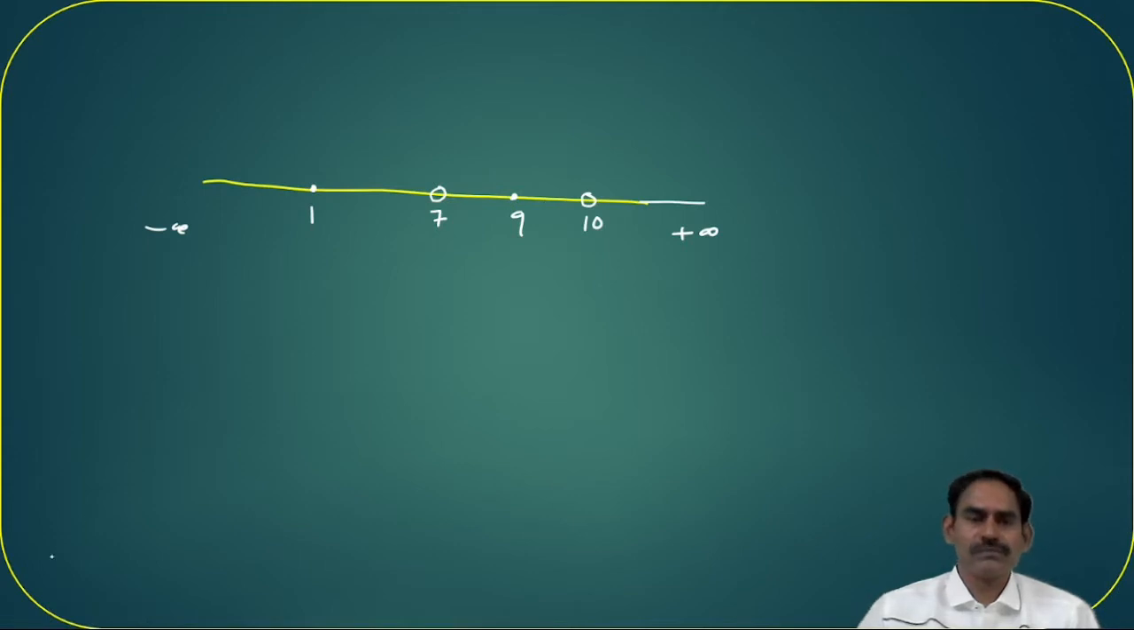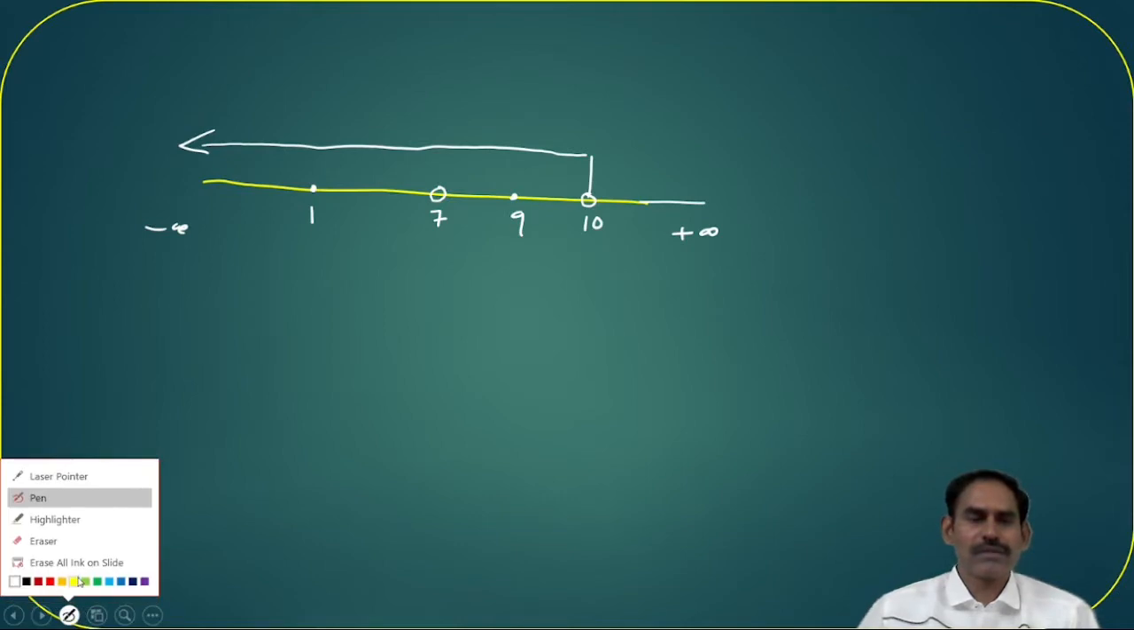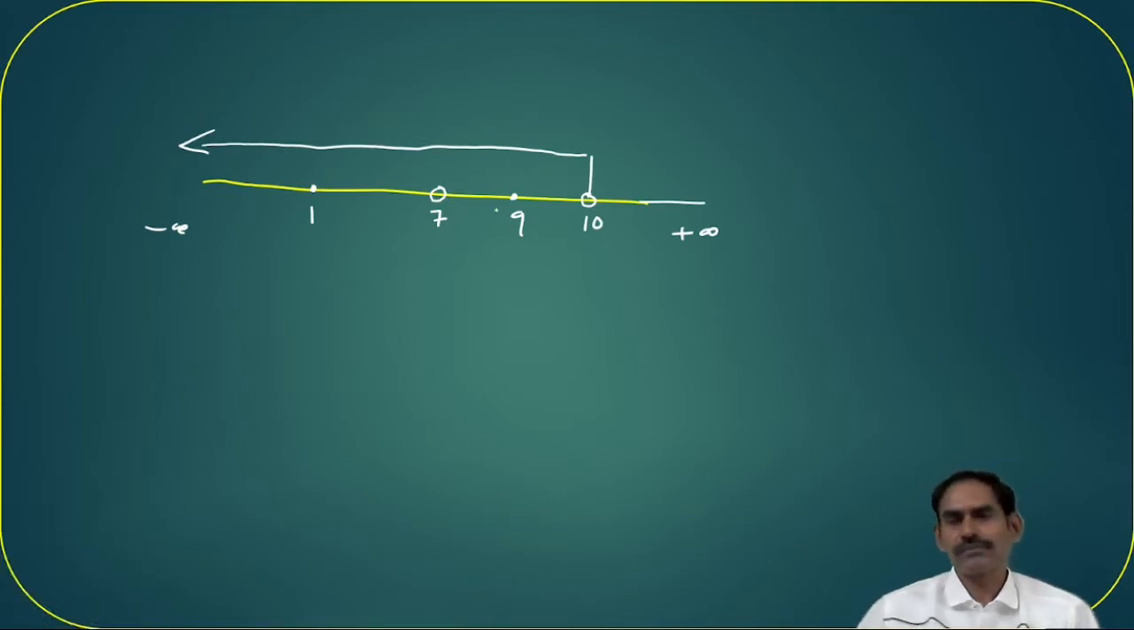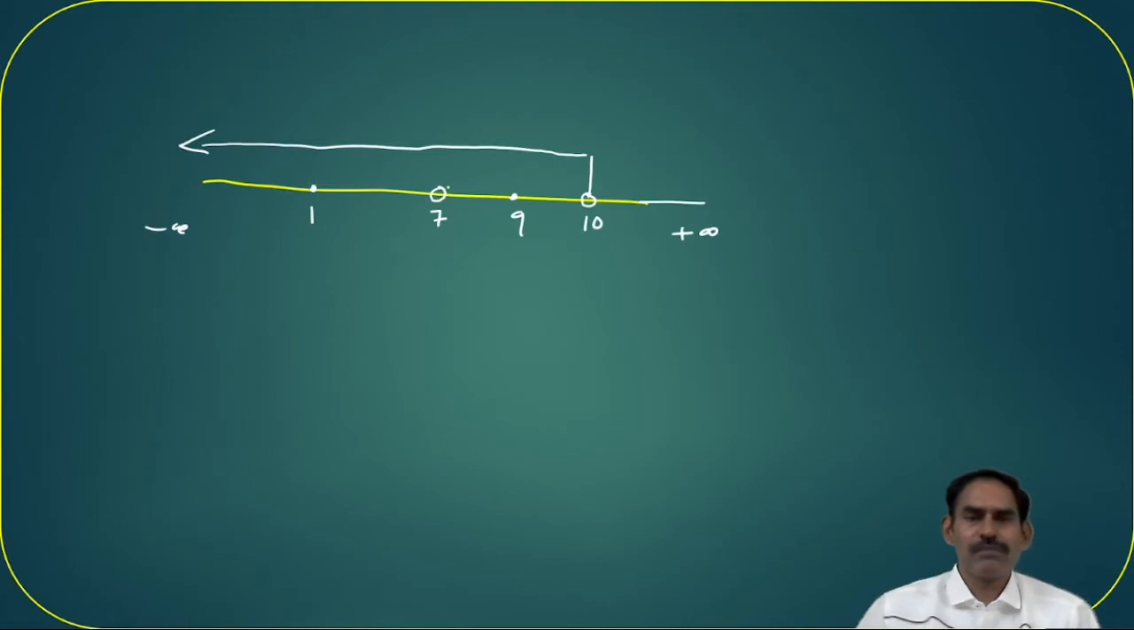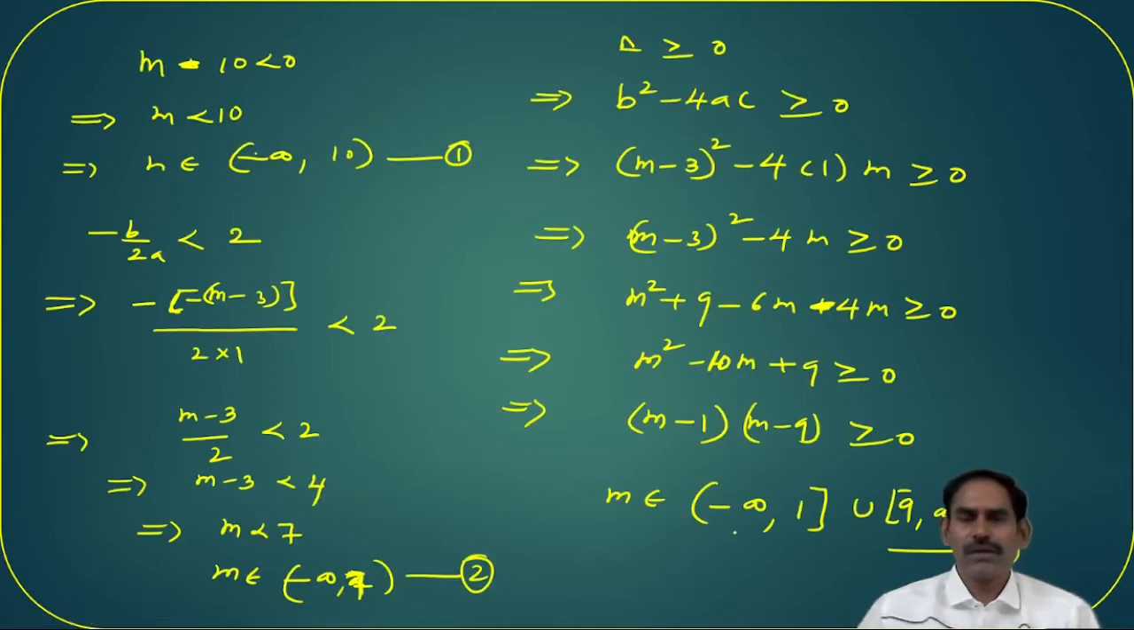Now according to the first condition, m belongs to minus infinity to 10. Next, according to the second condition, m belongs to minus infinity to 7. Minus infinity to 7 means this part. Next, for the third, minus infinity to 1 union 9 to infinity.